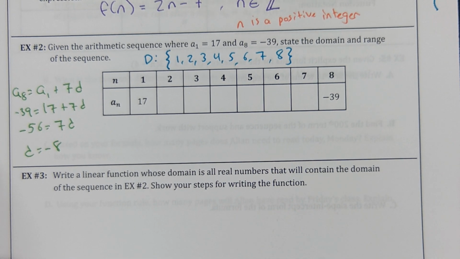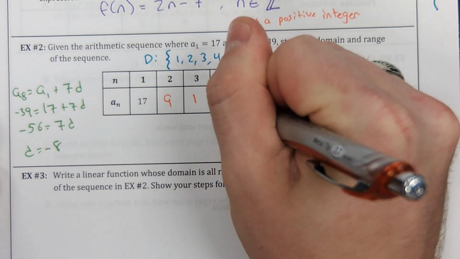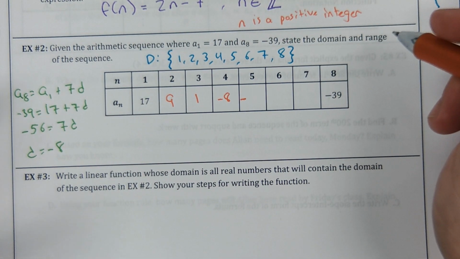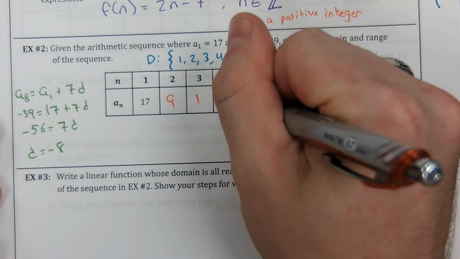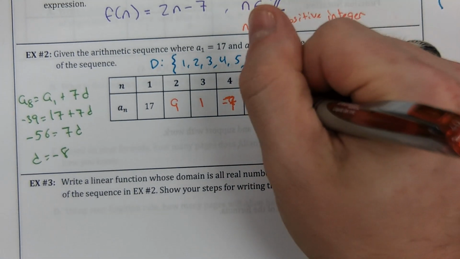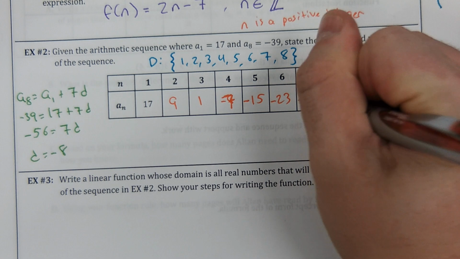So I'll use orange again. 17 minus 8 is 9, then 1, then negative 8, then negative, I can't, hold on. I said hold on. 1 minus 8 is negative 7. My apologies. Goodness, you crucify somebody for negative 15, negative 23, negative 31. There it is.